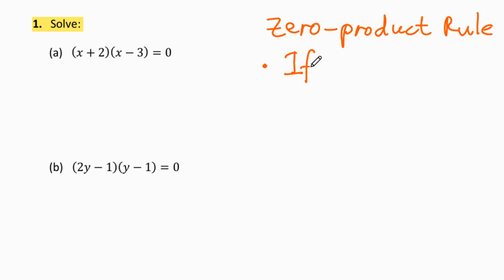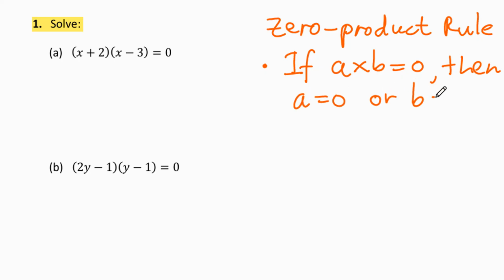If A times B equals 0, then A is equal to 0 or B is equal to 0. In other words, when we multiply two numbers and we get an answer of 0, one of them must be 0. So let's look at the first equation here.